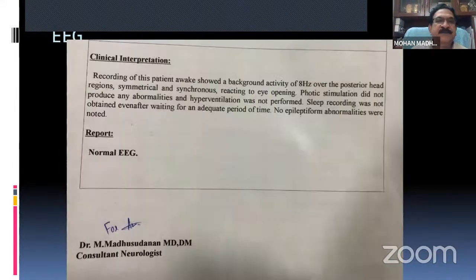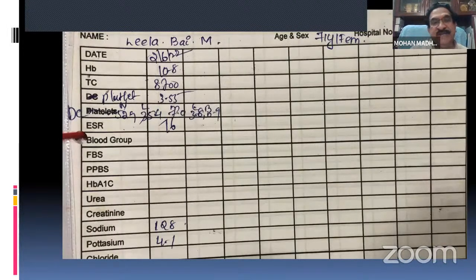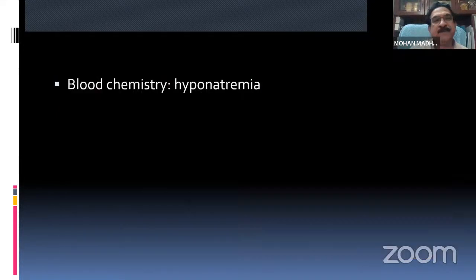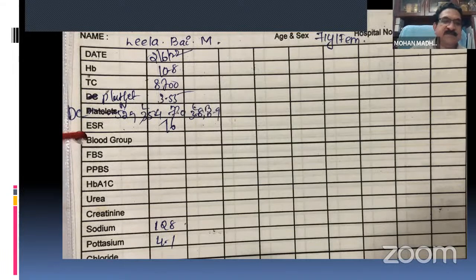Okay. So the EEG was done because he was walking slowly, and I suspected a metabolic or coexisting factor may be there. So I took an EEG, which is also normal. Blood examination showed a serum sodium of 128. Otherwise normal. No other abnormality could be found. Blood sugar is also normal. Urea, creatinine, all normal. The creatinine is normal.